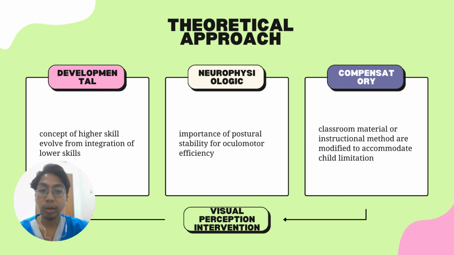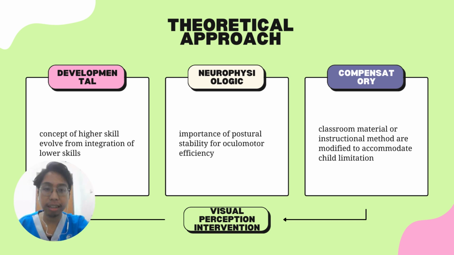Next is neurophysiology, which is the importance of postural stability for oculomotor efficiency. Have you heard that people, teachers especially, keep saying "sit properly", or "duduk betul-betul, duduk atas kerusi macam ni, badan kena tegak"? That's because posture stability also affects how we visualize everything, or how we see things. When we sit properly with good posture, attention comes in. When attention comes in, it's easy for us to focus on the things that we need to focus on. For example, in school, we need to focus on the whiteboard and what the teacher wrote.